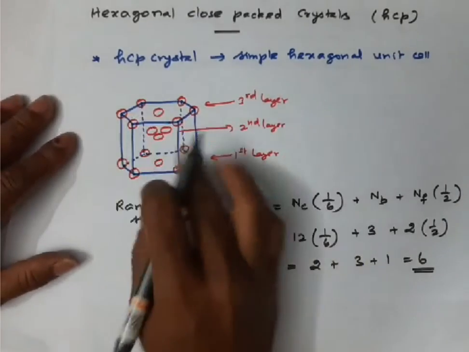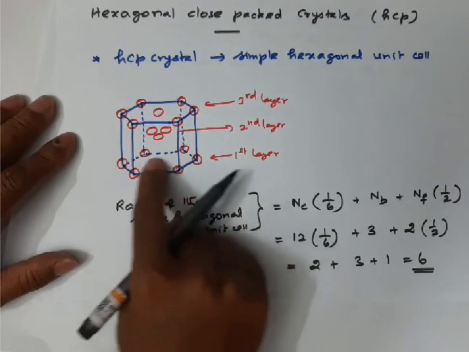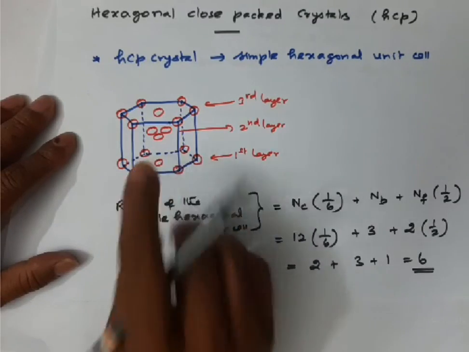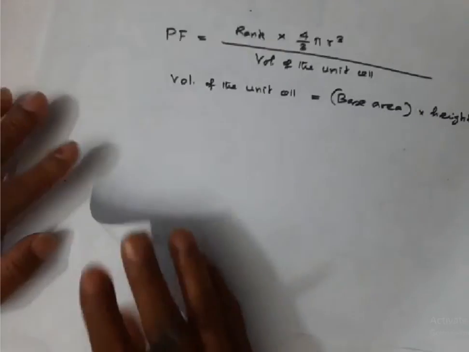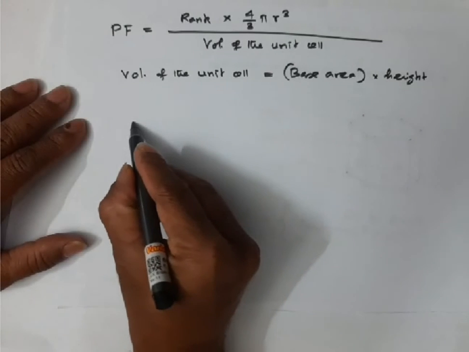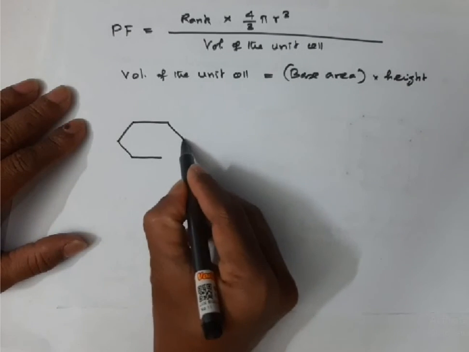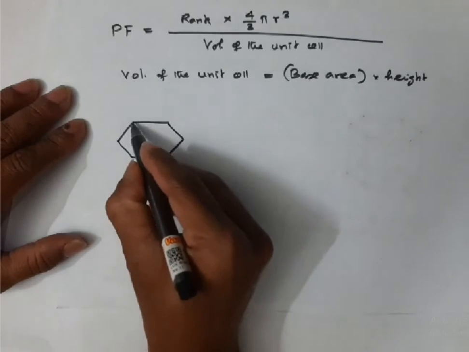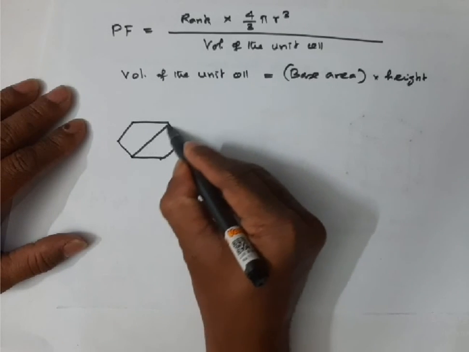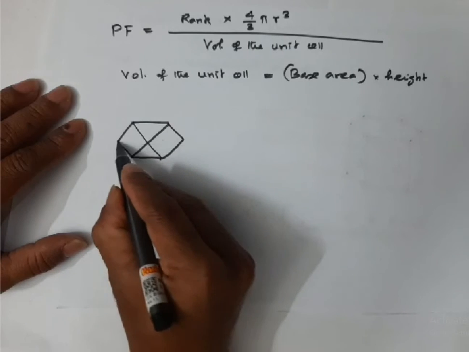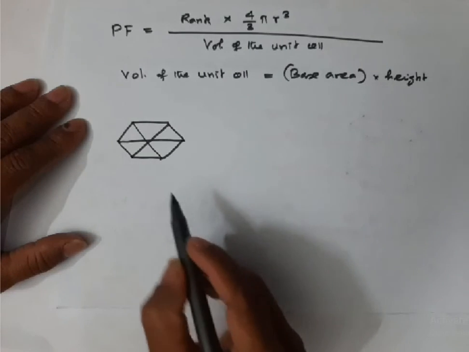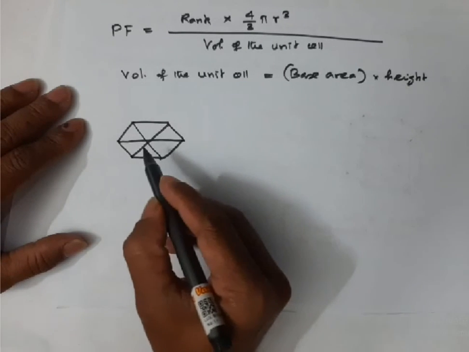If you observe the base of this unit cell, it appears like a hexagon. It's a perfect hexagon. So let me draw it like this. The base appears like a perfect hexagon. You can divide this hexagon into 6 equilateral triangles.